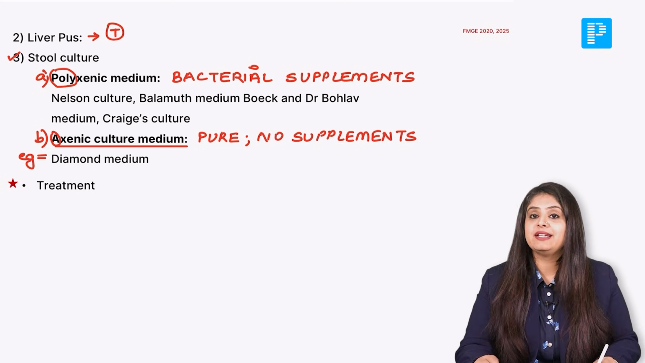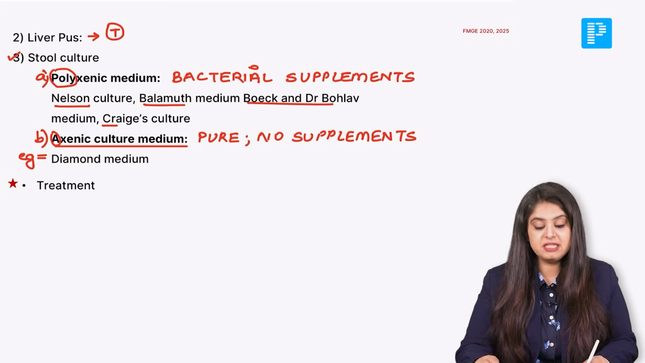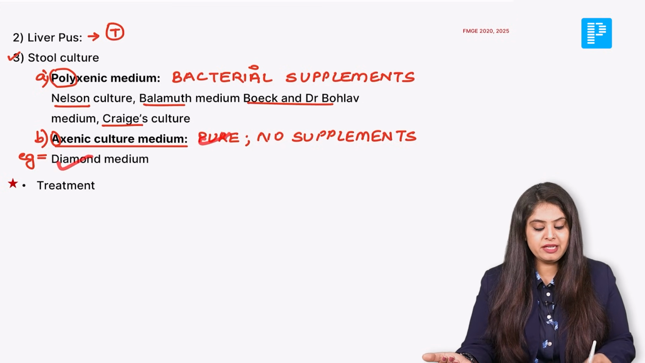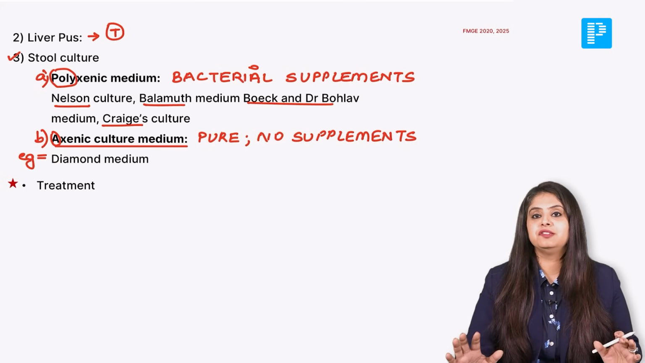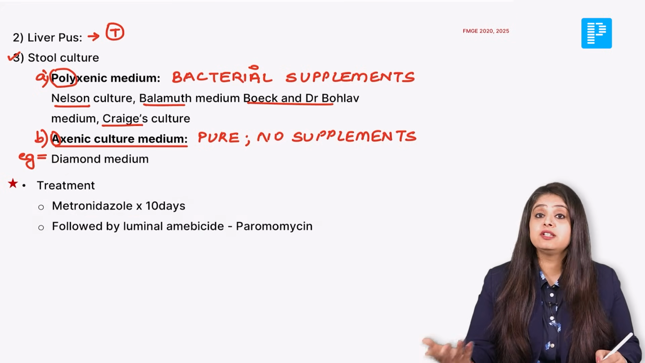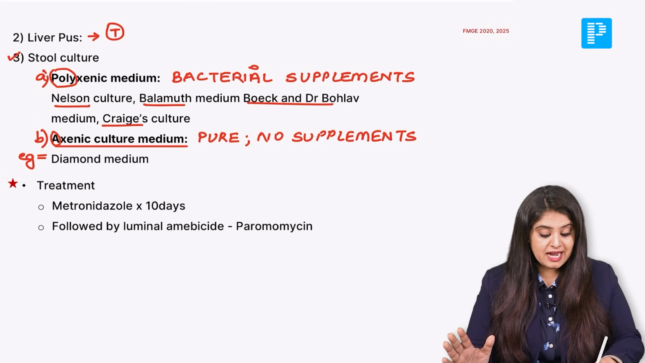So when they talk about Nelson, Balamuthia media, Bock and Derbolov's media, Craigie's media, all of these are polyxenic, so I don't learn it. I learned diamond is pure, axenic is pure, so this combination is easier. Finally, let's treat the patient. It's a case of diarrhea. I will be giving metronidazole for 10 days, but the story doesn't end there.